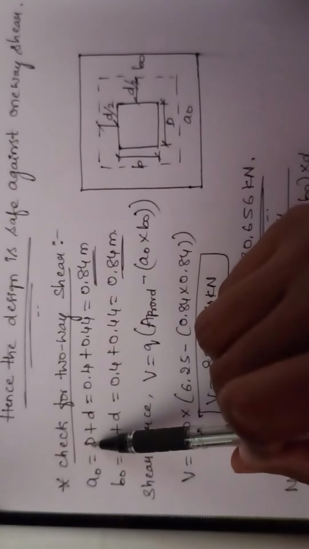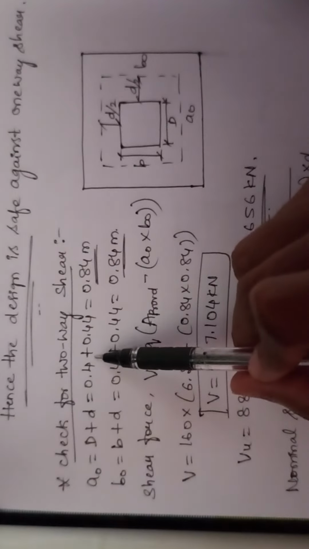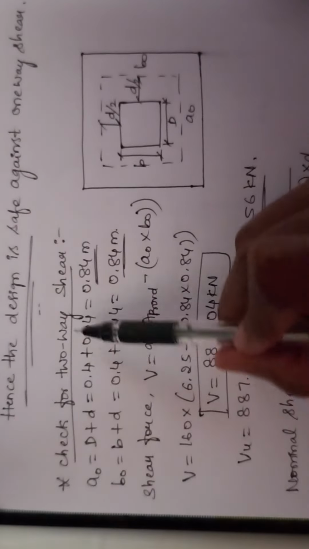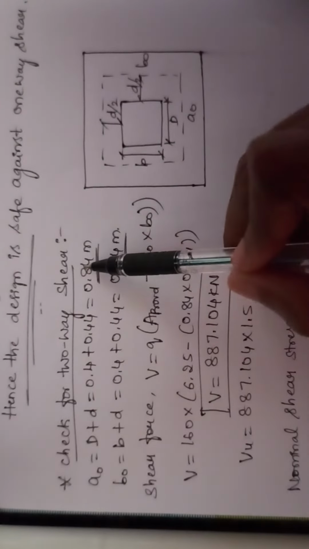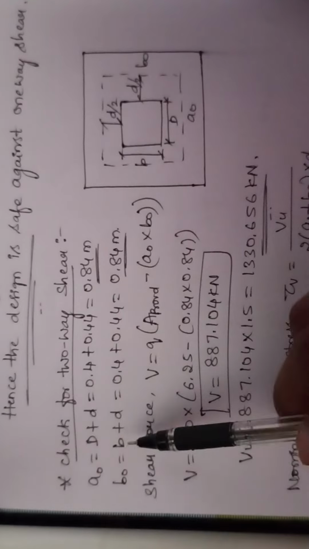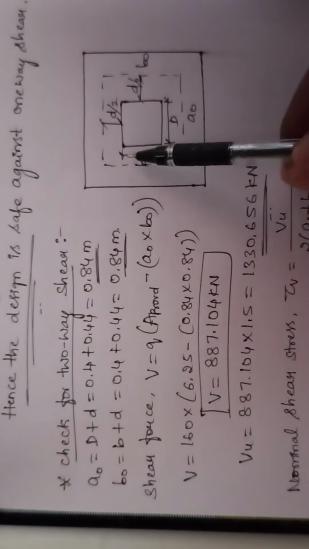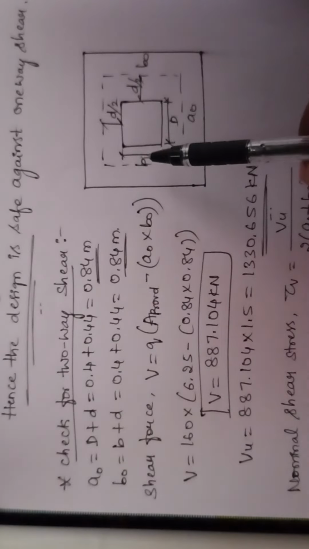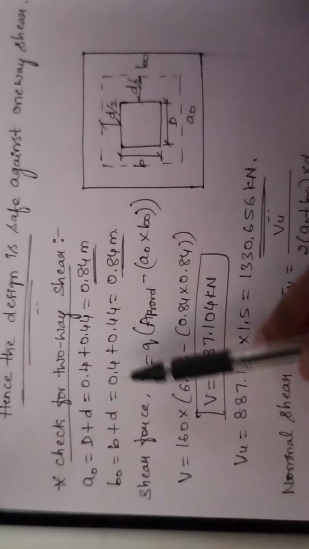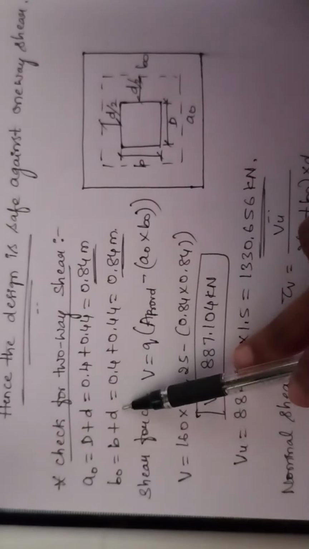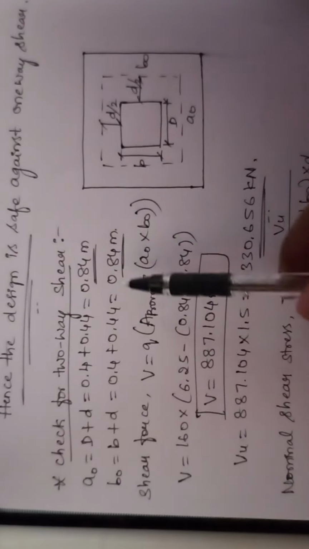Now, what is D representing here? The capital D represents the width of the column, which is 400 mm, that is 0.4, plus small d represents our effective depth, that is 0.44. Let us add those two values, we get 0.84 meter. Similarly, B represents the other side width of the column, that is along the y axis, which is 0.4, plus effective depth is again 0.44. On adding these two, we will be getting the same value of 0.84 meter.